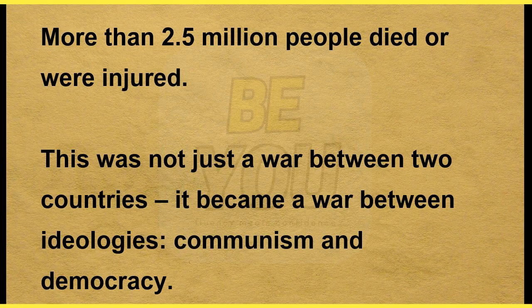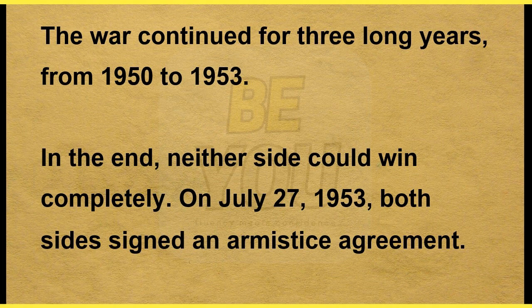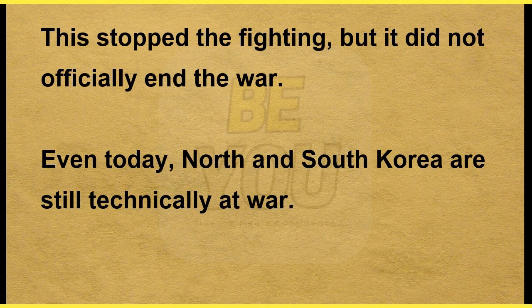This was not just a war between two countries. It became a war between ideologies, communism and democracy. The war continued for 3 long years, from 1950 to 1953. In the end, neither side could win completely. On July 27, 1953, both sides signed an armistice agreement. This stopped the fighting, but it did not officially end the war.